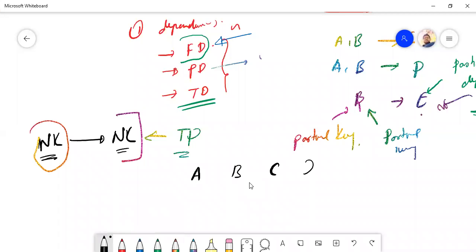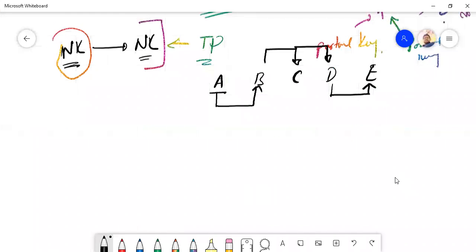Say A, B, C, D, E. A is the primary key, B is depending, C is depending on B, D is depending. Now if you take this case, B is depending on A. Functional dependency, no problem. Give me a second.